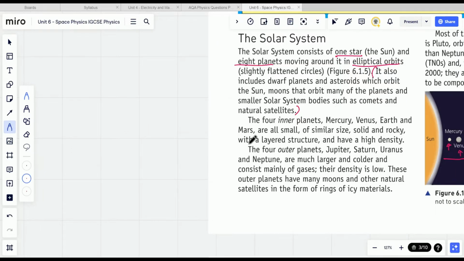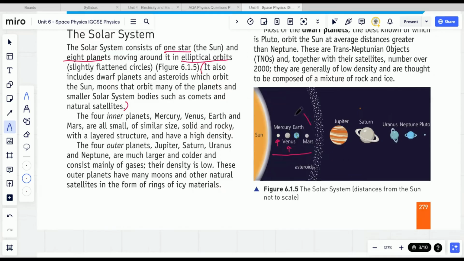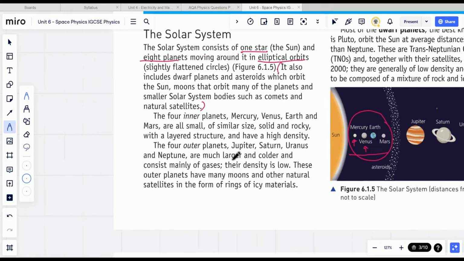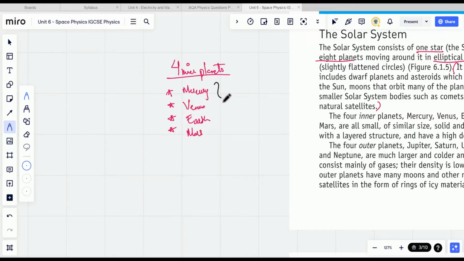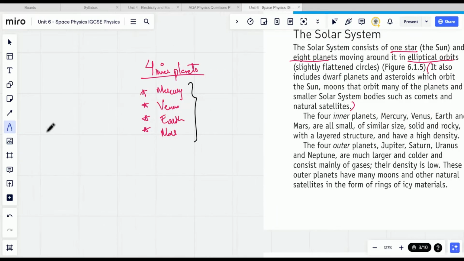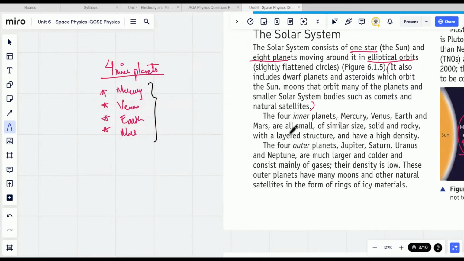Now, the 4 inner planets that we were talking about, which include our Earth as well, are Mercury, Venus, Earth, and Mars. What's common between them? These planets are small, have a similar size, are solid and rocky with a layered structure, and have a high density. This is what you need to memorize for this part.